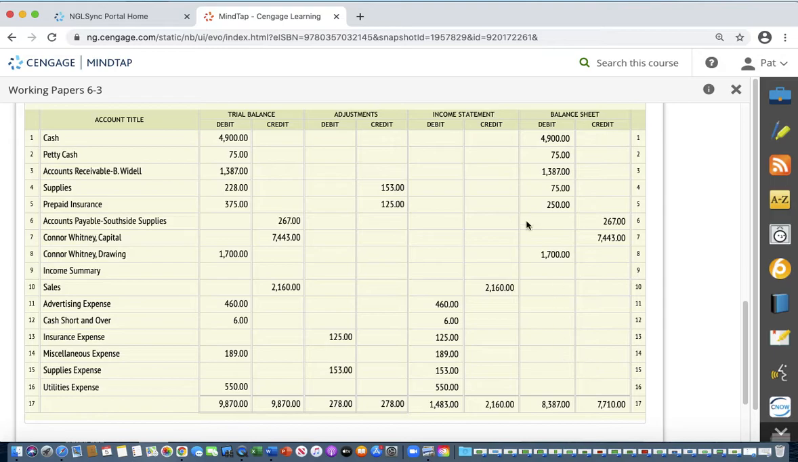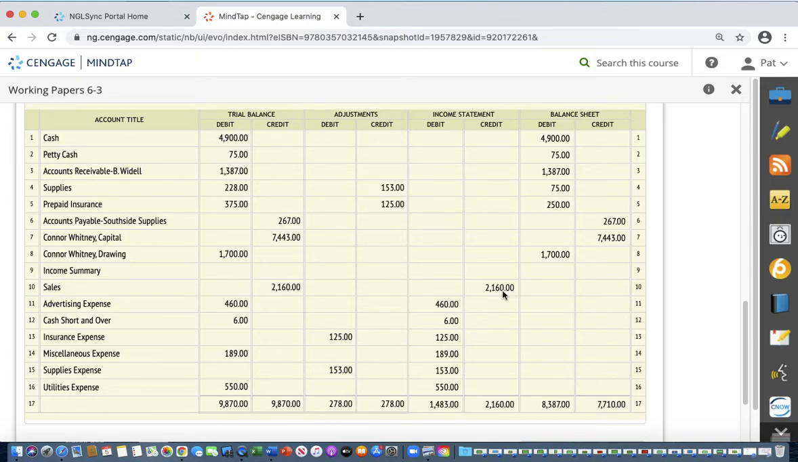That way you don't see the error. So everything below income summary is in the income statement. What's the income statement financial thing? It represents all revenue and all expenses.